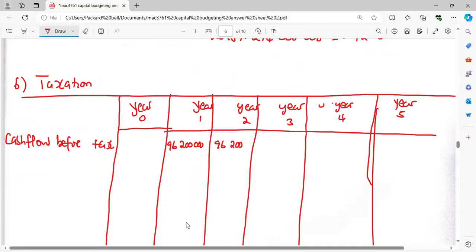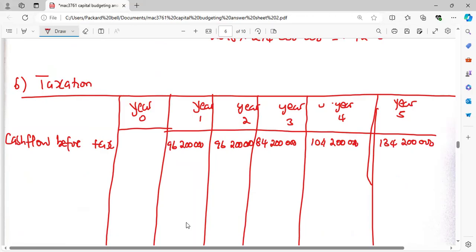96,200,000. Then year 3, how much is it in year 3? 84,200,000. You just take your cash flow before tax. Then year 4, 104,200,000. Then year 5, we have 134,200,000.